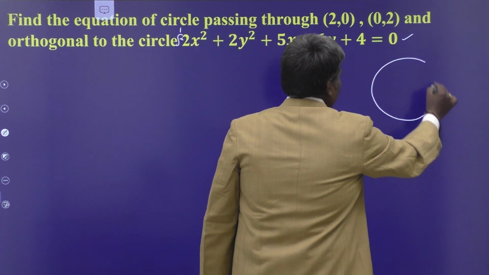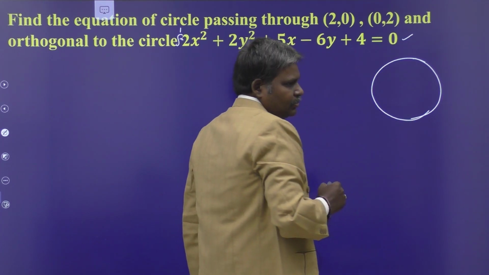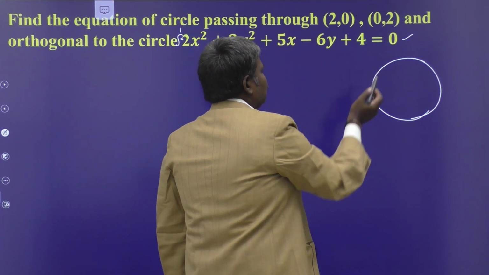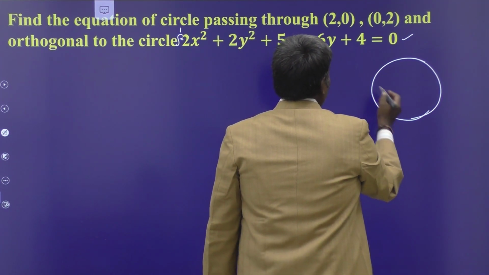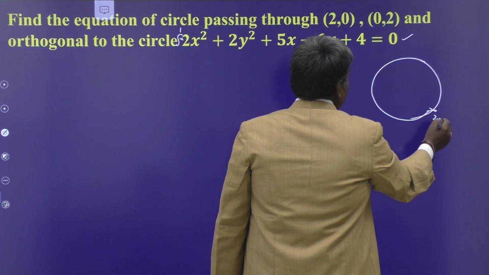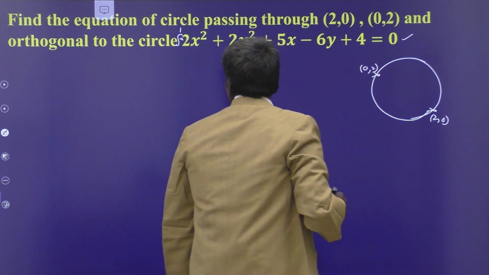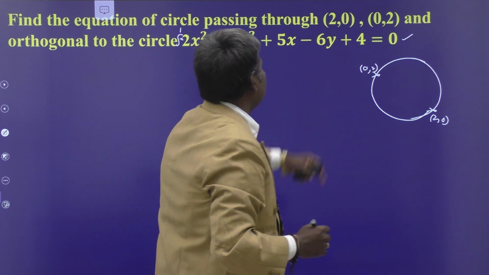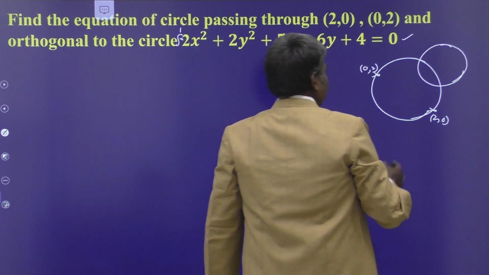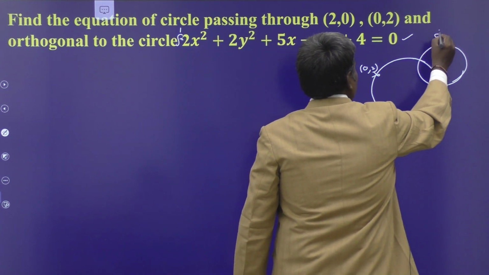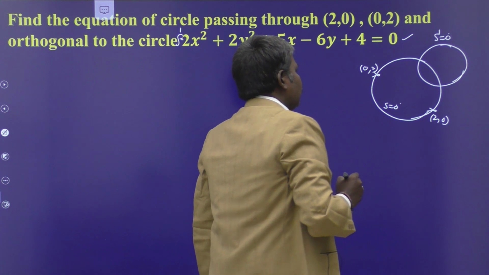Suppose this is the required equation of circle. We have to find out its corresponding equation. That is passing through what? (0, 2) and (2, 0). Suppose this is (2, 0), this is say (0, 2). And it intersects orthogonally some circle. This is the third condition. So this is S' = 0. Suppose S = 0 is your required equation of the circle.